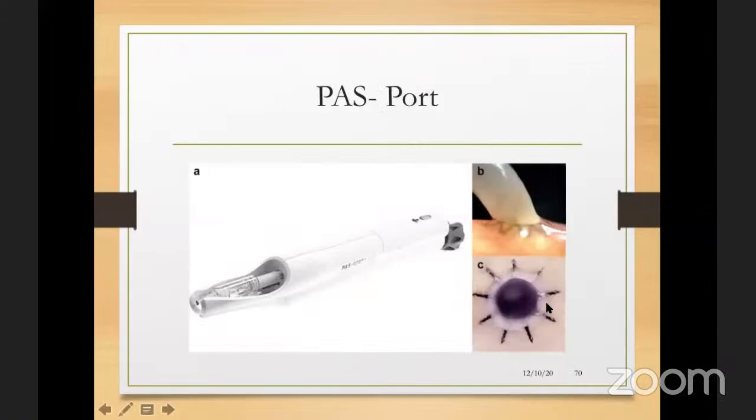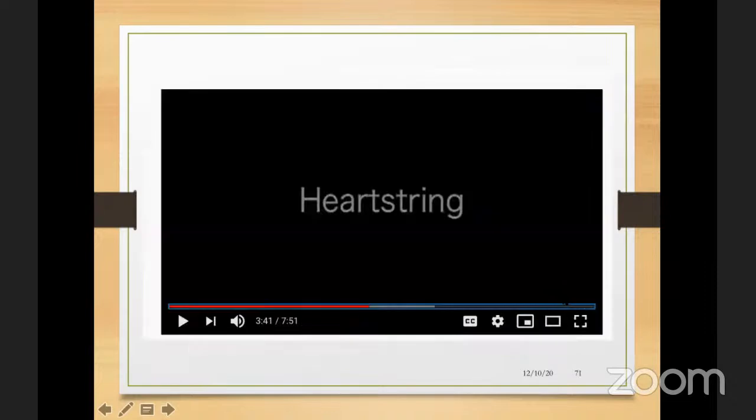The PAS-Port here, this one shows the PAS-Port device. It's used to punch the aorta and directly anastomose the conduit to the aorta.